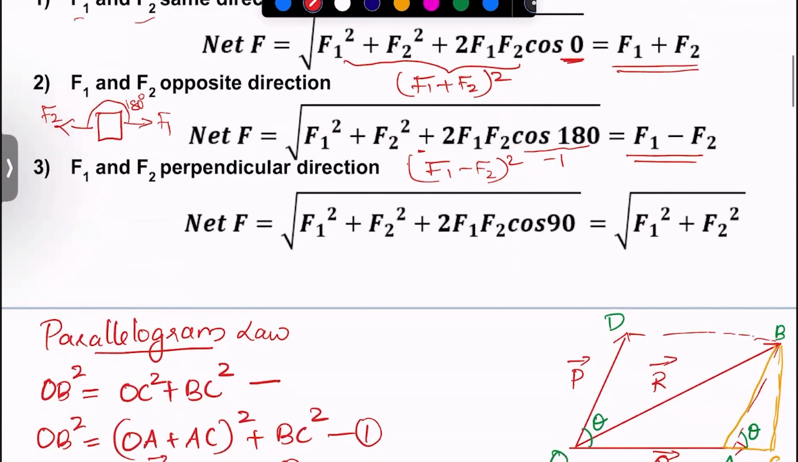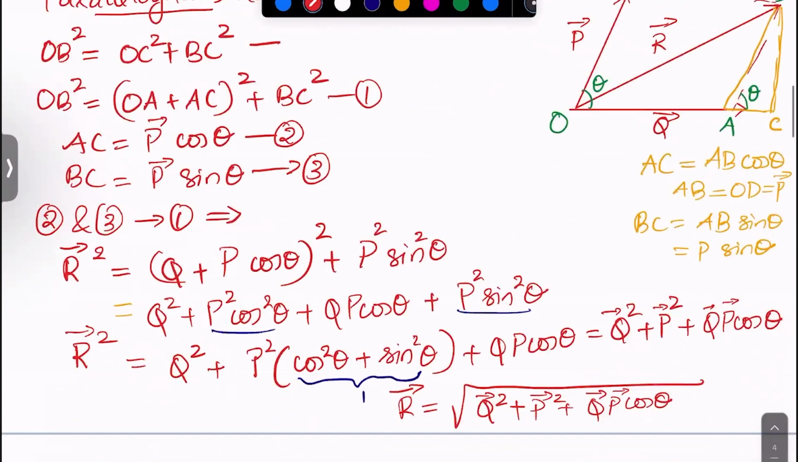Now you have another situation where F1 and F2 are perpendicular, like this. This is F1 and this is F2. Now this is perpendicular. Then cos 90 is what? 0. So cos 90 is 0. Then this whole term goes to 0. Then you have root of F1 square plus F2 square as the net force. Okay, so these are the situations.